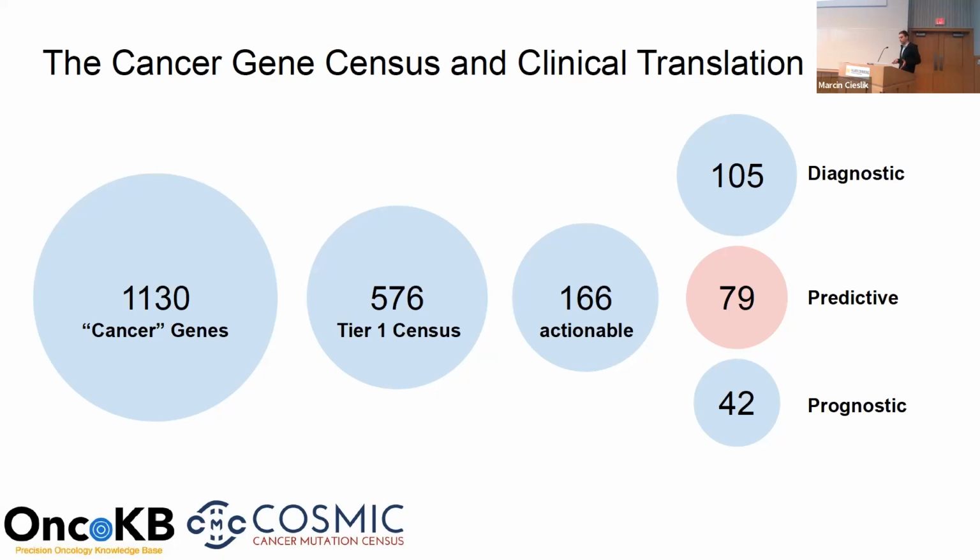And an optimist might say, well, okay, there's a long way to go, right? We can expand from those 79 or those 166, and then we have at least 576 that we can still explore for being biomarkers of various types, develop drugs against them, and so on. But in reality, it's not as simple.